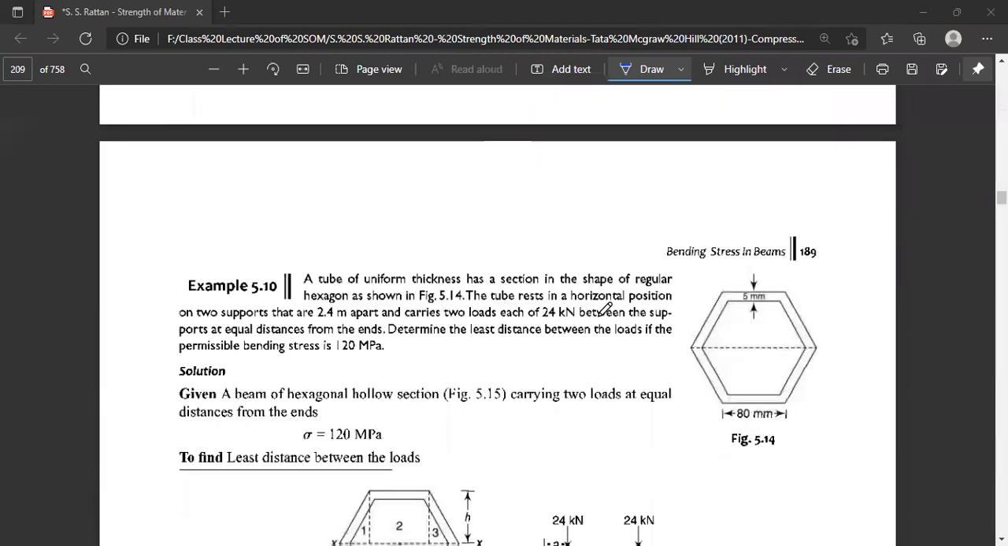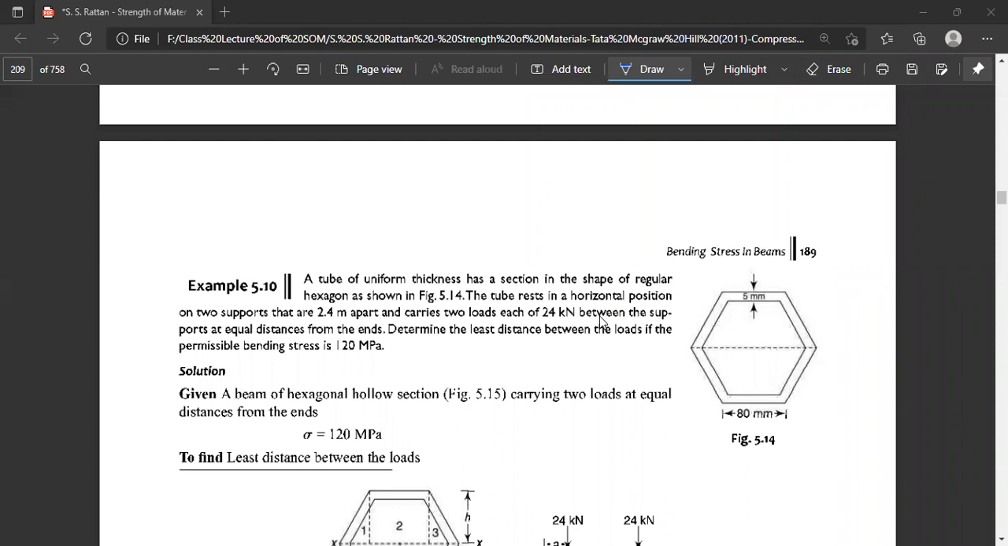Next, the tube of uniform thickness has a section in the shape of a regular hexagon. As in the figure, the tube rests in a horizontal position on two supports that are 2.4 meters apart and carries two loads, each equal to 24 kilonewton, between the supports and at equal distances from the ends. Determine the least distance between the loads if the permissible bending stress is 120 MPa.